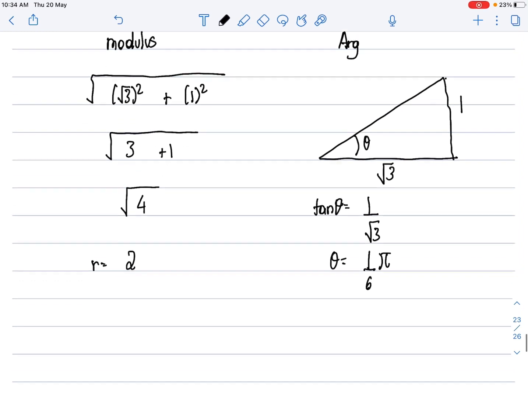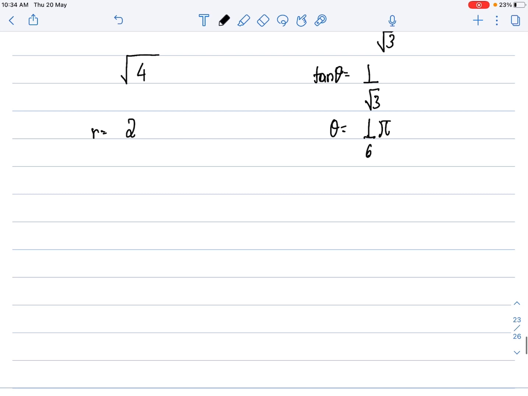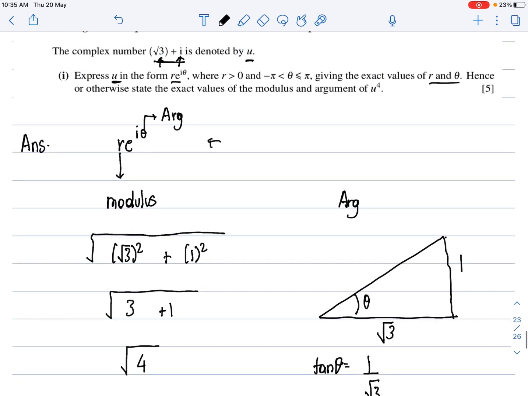So now I have my theta with me, and I have my r with me. So I can write this as u equals 2 e raised to i into pi over 6. So I have written u in the Euler or polar form. Now the second part of the question states the modulus and argument of u raised to 4.